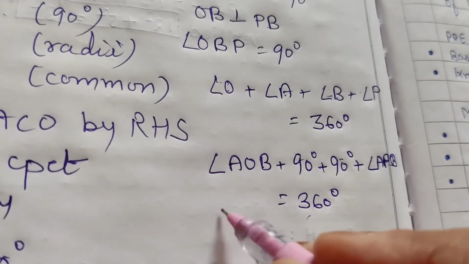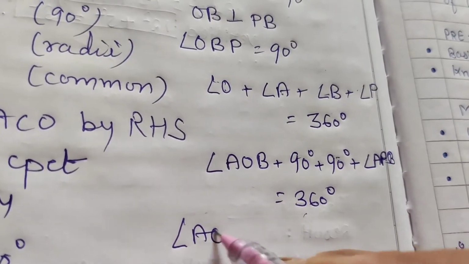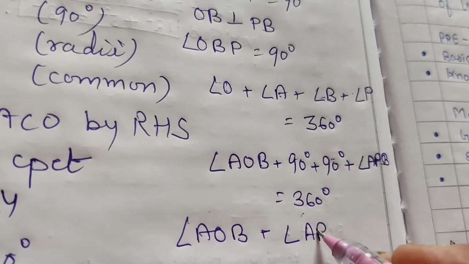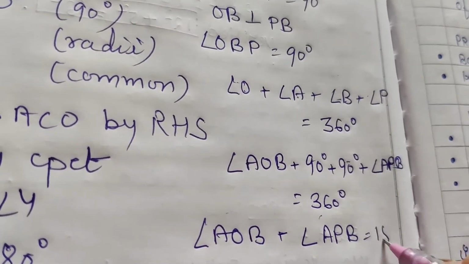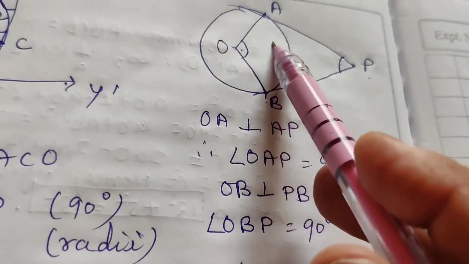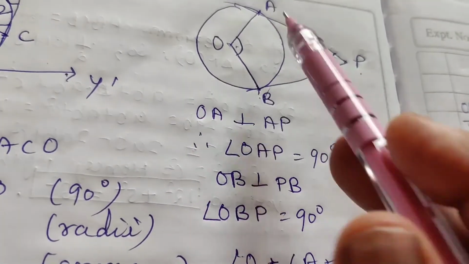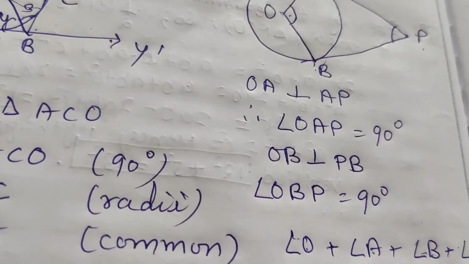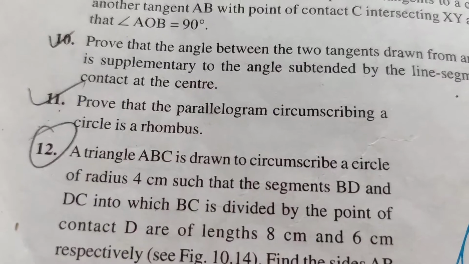So 180 minus angle AOB plus angle APB equals 180 degrees. Therefore, these two angles are supplementary: AOB and APB sum to 180 degrees. Question number 11.